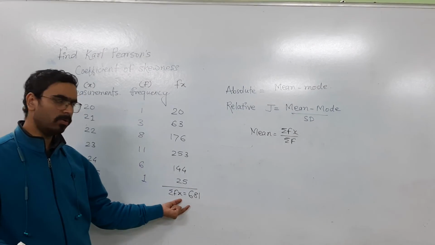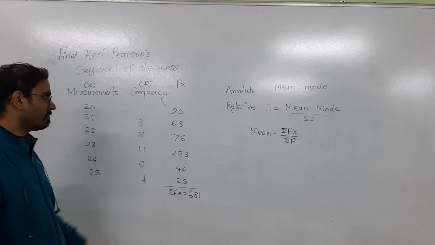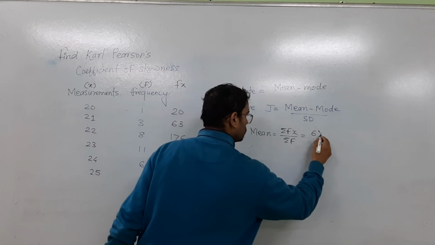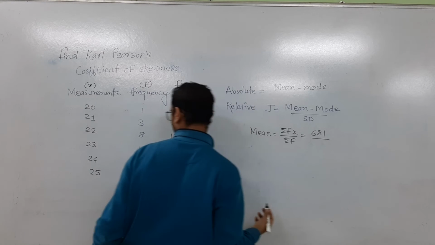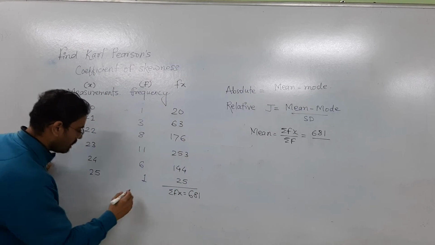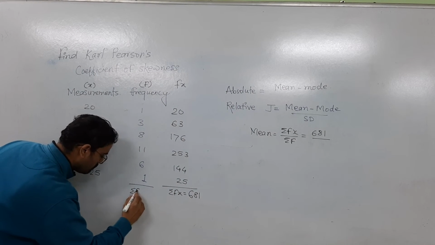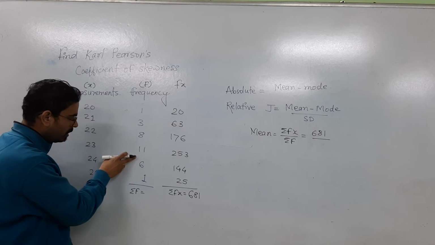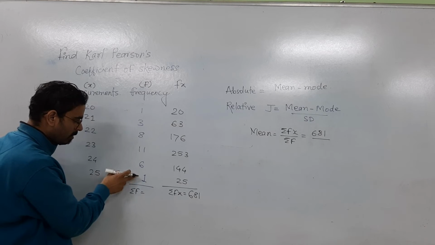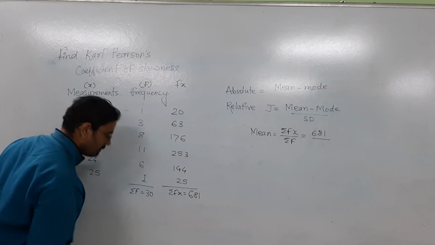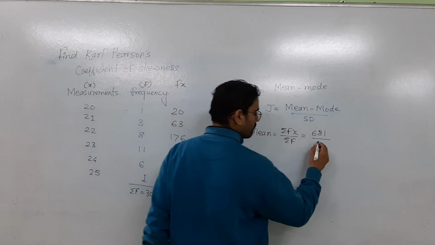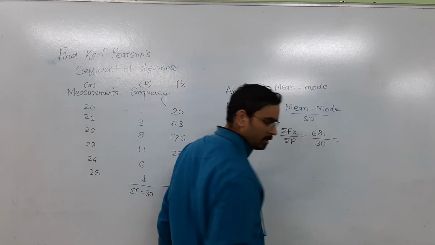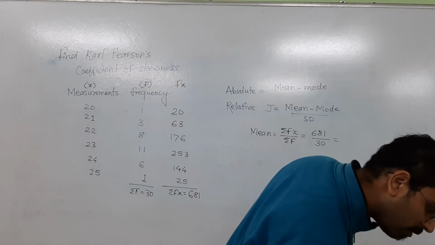So just make sure that I am doing the proper calculation. You have to just check it first. Okay, I am doing it roughly. So summation fx is 681, divided by summation of frequency. Just calculate the summation of frequency: 1, 3, 8, 11, 6, 1, that is 30. I'll calculate with my mobile.